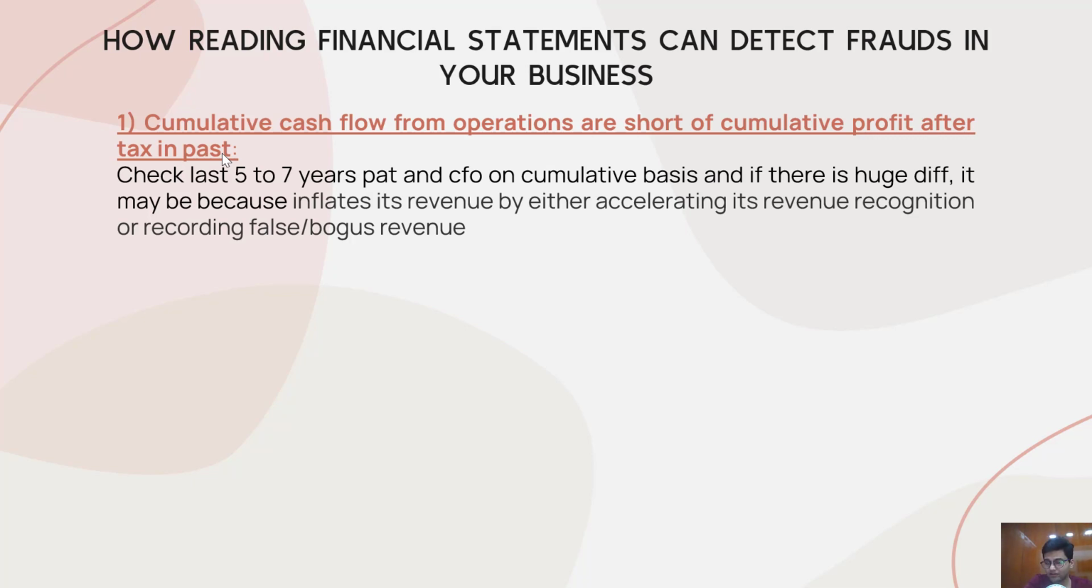And if there's a huge difference between the cumulative cash flow from operations of the last 5 to 7 years and the cumulative net profit, then it may be because the management or your professionals or your employees are inflating the company's revenues. How? By either showing revenue recognition which shouldn't be recognized or recording false or bogus revenue. This was what was happening in the case of Enron also.